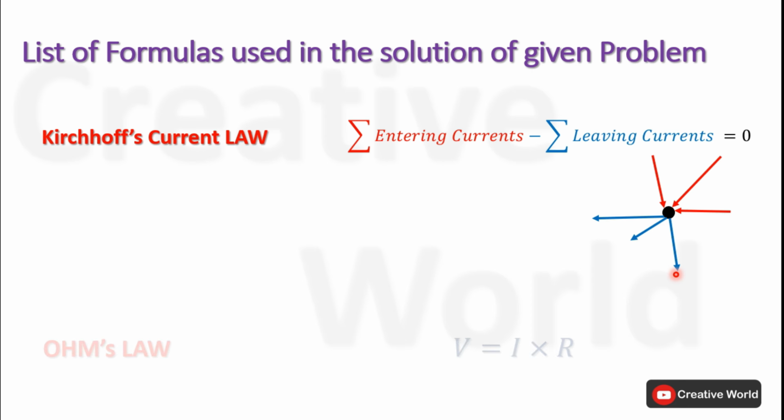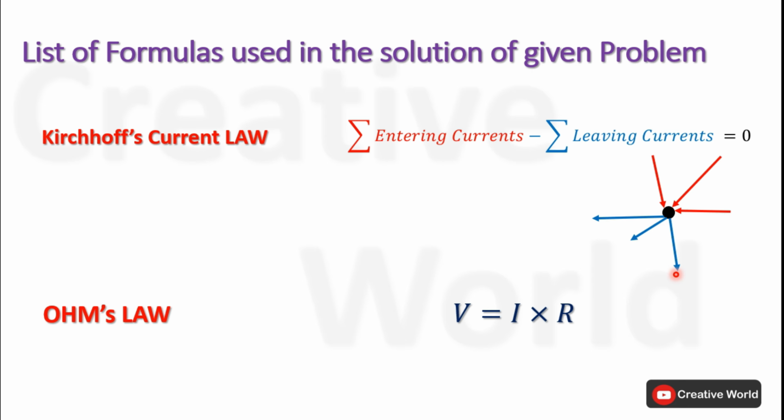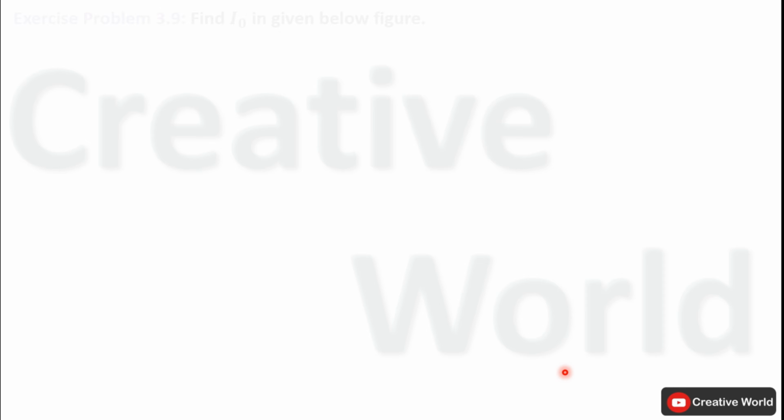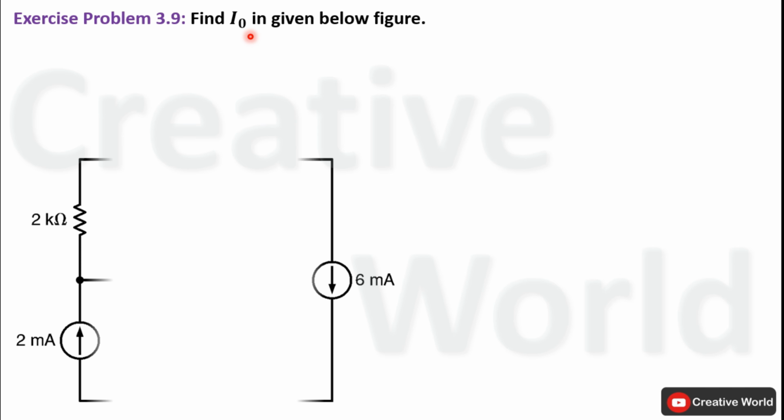We also will be using Ohm's law. According to this law, voltage across any resistance R is the product of current through it and the value of resistance itself. Now move towards the problem. Exercise problem number 3.9. Find the value of current I0 in the given figure.